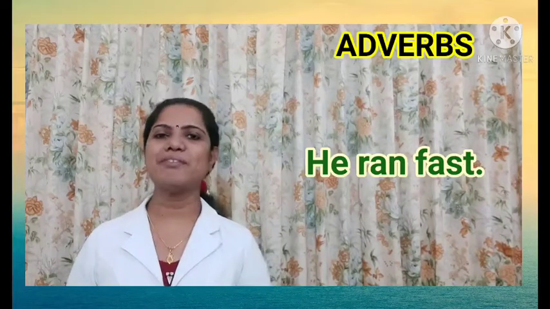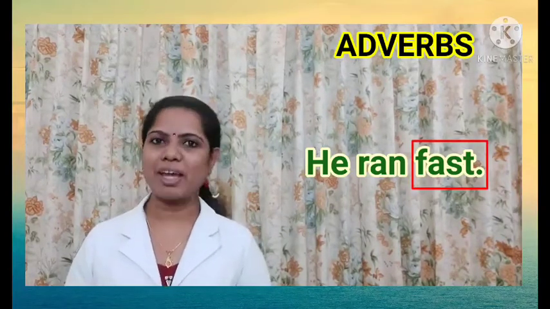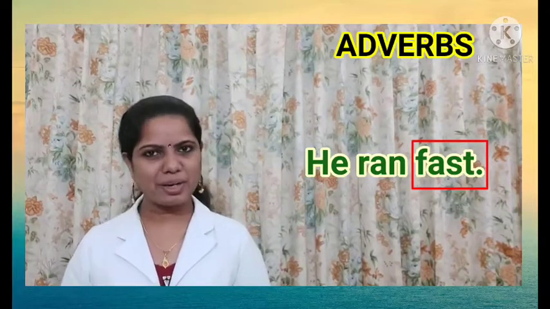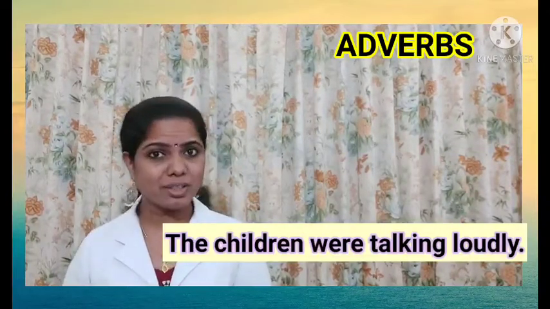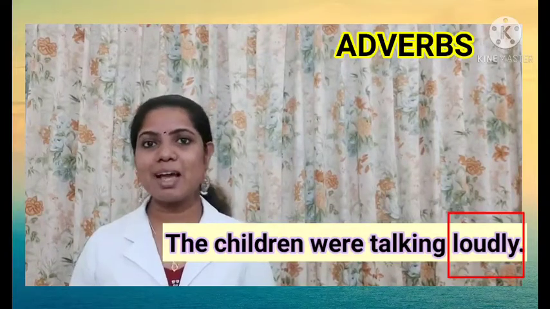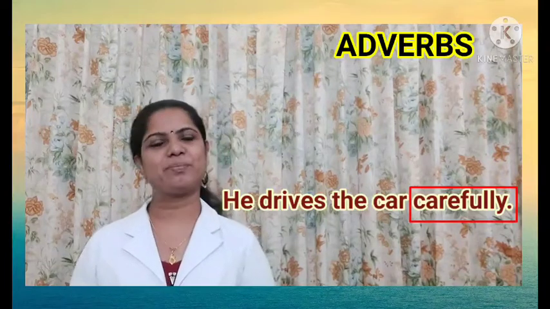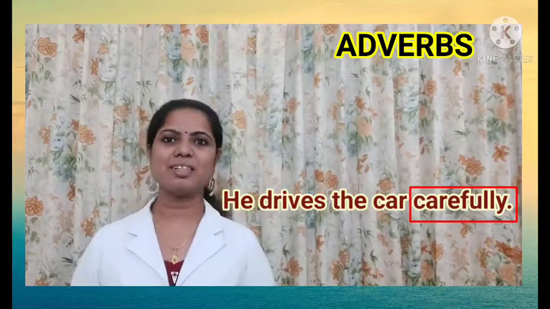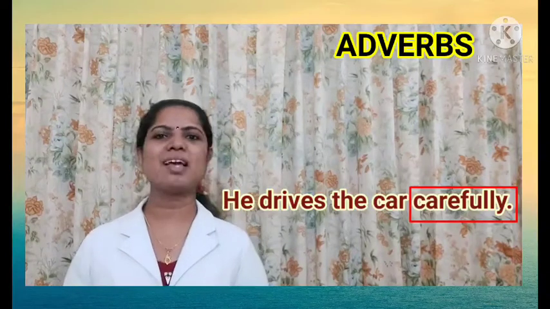Let's go to another example. He ran fast. So ran is a verb and fast is the adverb. How did he run, children? He ran fast. Let's go to another example. The children were talking loudly. So how were the children talking, children? They were talking loudly. So loudly is an adverb. Another example. He drives the car carefully. So how does he drive the car, children? He drives the car carefully. So carefully is the adverb in this sentence.